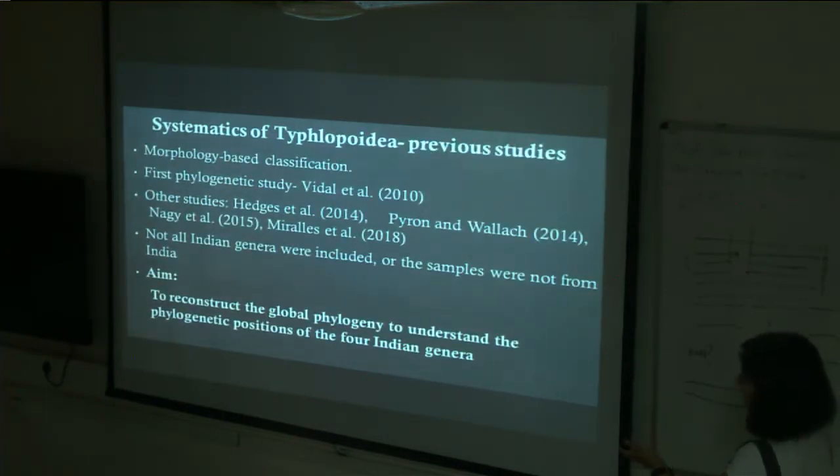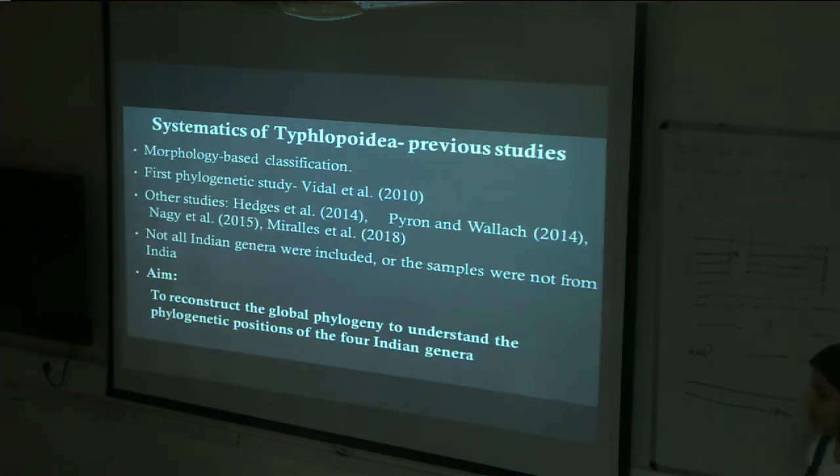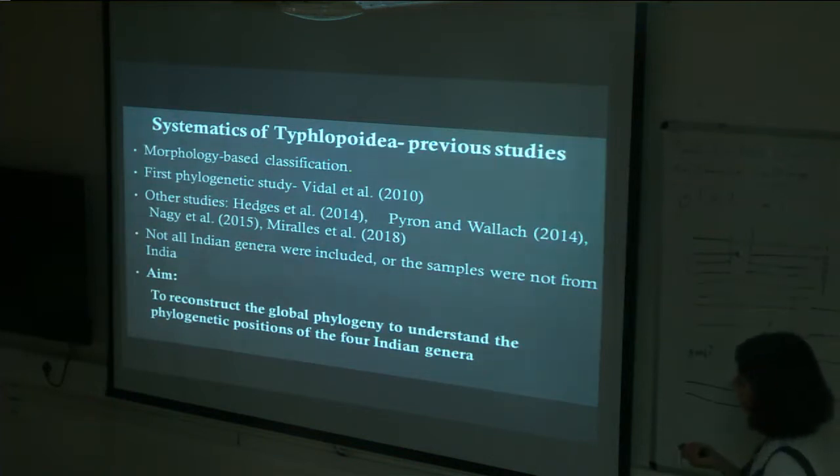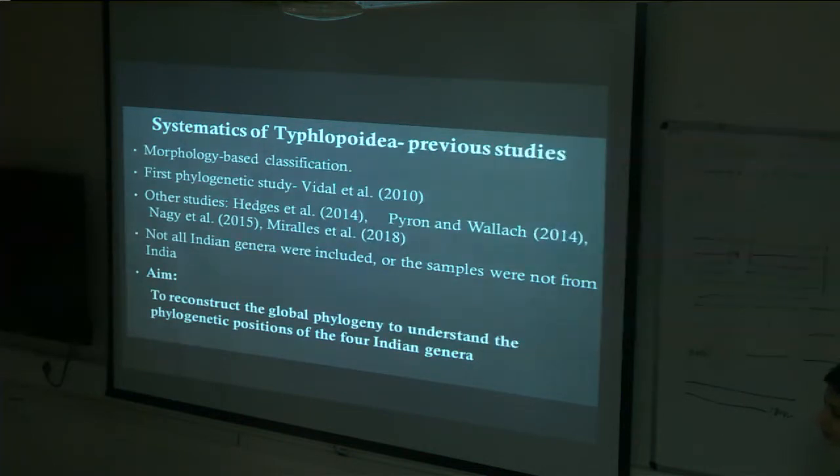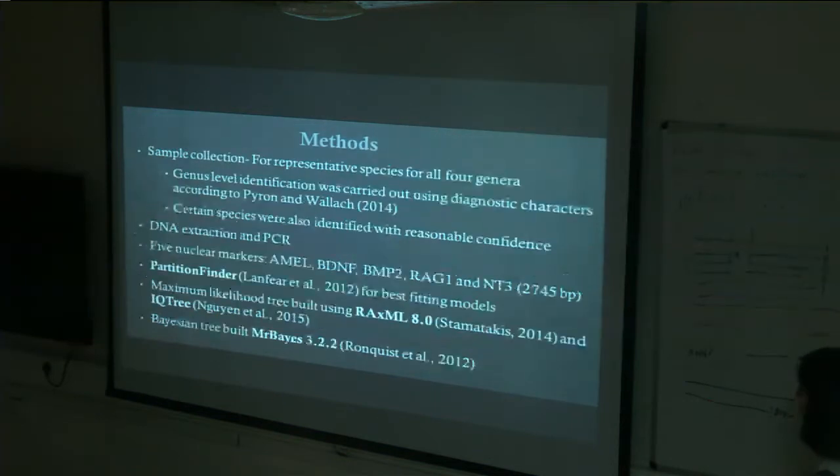So until we started our study, a lot of the studies till then classified these blind snakes based on morphology. The first phylogenetic study was in 2010, and there were other studies which later built on this study, but most of them were missing the Indian genera. And for the 2 genera that were there in the phylogeny, the samples didn't come from India. So we wanted to first plug those gaps and complete the phylogeny.